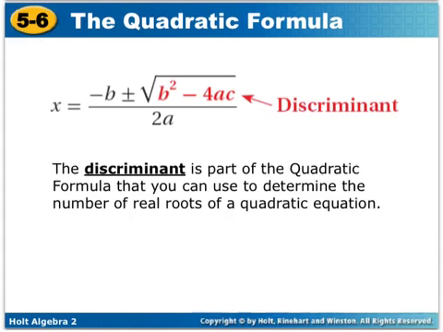Moving on. The next thing we're going to do is called the discriminant. The discriminant is part of the quadratic formula that you can use to determine the number of real roots of a quadratic equation. So you take your quadratic formula and you just grab this part. This is called your discriminant. And you can plug in the values from the equation in standard form and figure out the number of real roots. You can have 1 real root, 0 real roots, or 2 real roots.